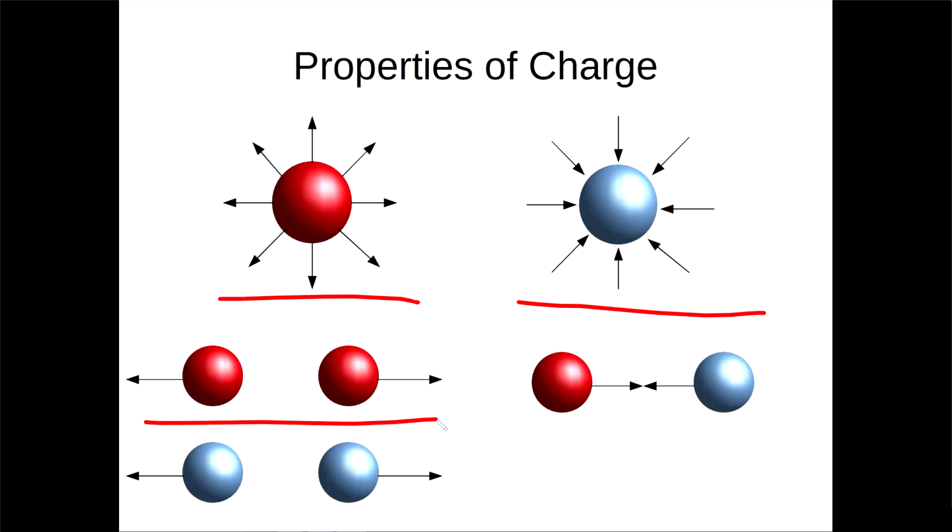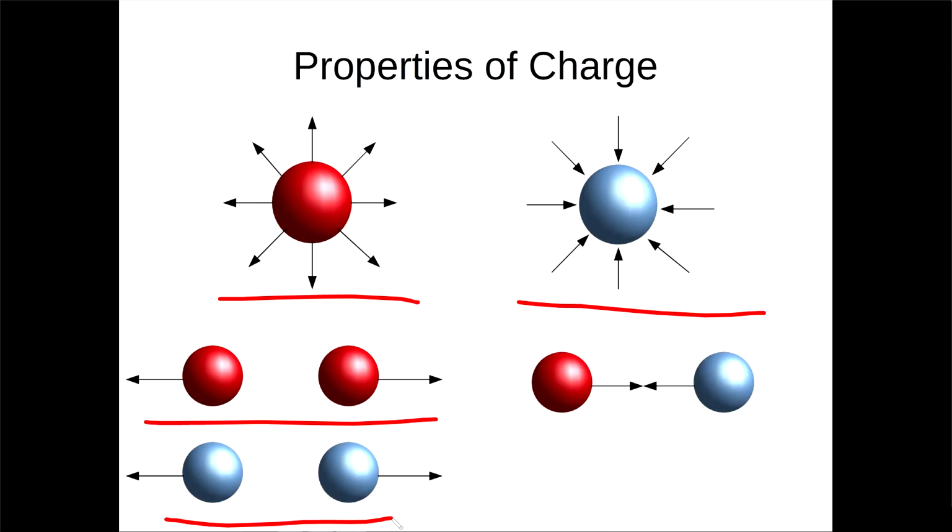Okay. So here we have some more properties of charge. Down here, I'm demonstrating that like charges will repel. We have two positive charges down here, two protons, and they will have a repulsion force between them. They will want to repel each other, and they will push away from each other.